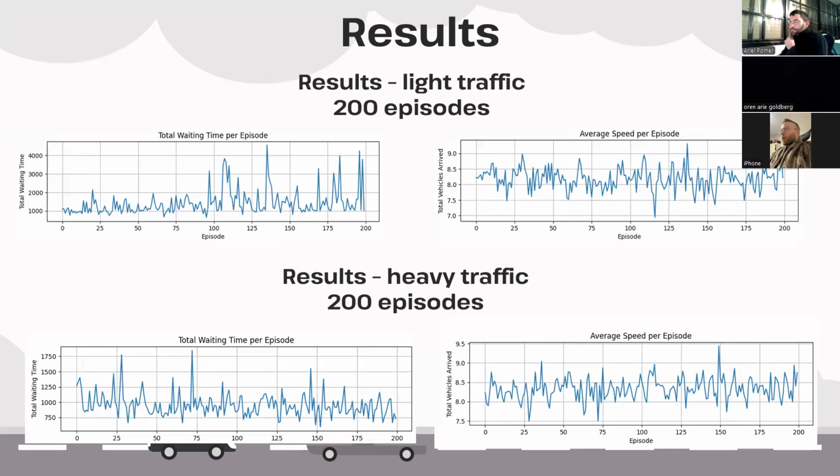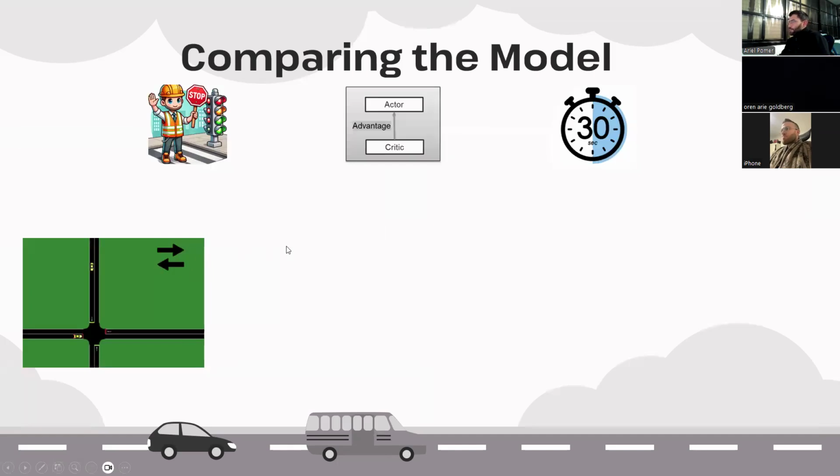So after training the model for 200 episodes, looking at the total waiting time and average speed per episode, we don't see a clear-cut improvement, neither for the light traffic, nor for the heavy traffic. And although the results were not so promising, we compared the model to two other policies. The one is automatic lane changing every 30 seconds. The other one was lane changing by our judgment and the model.